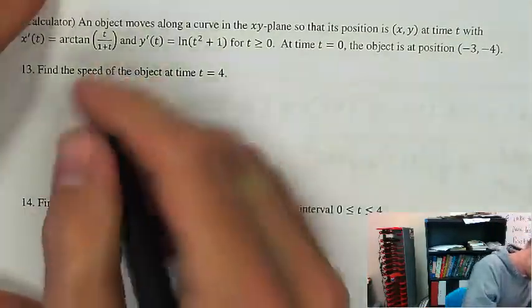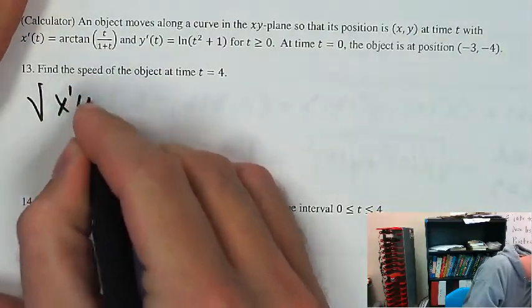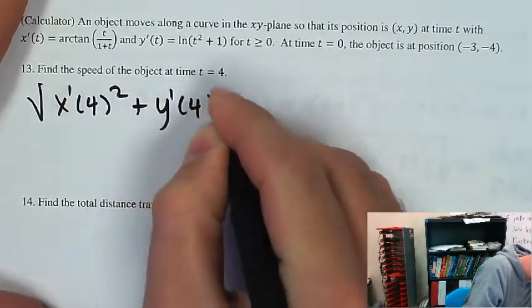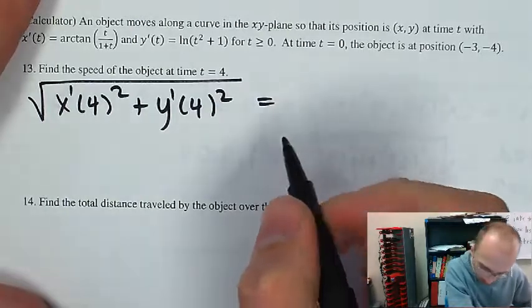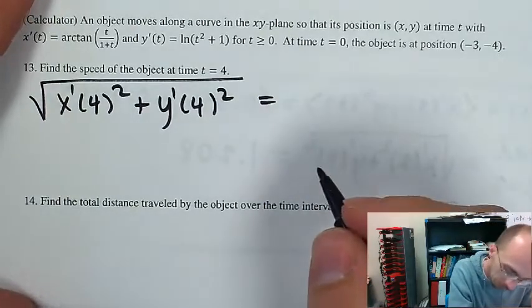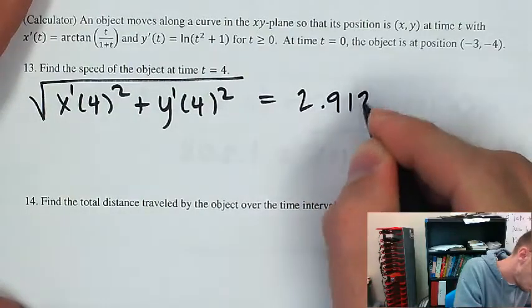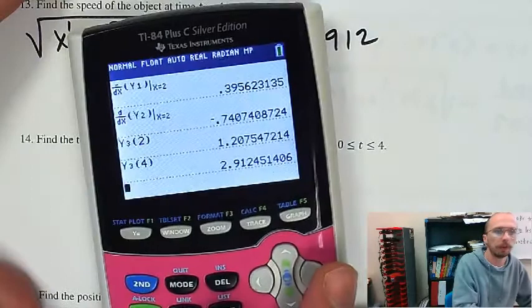We're going to need to show the work that leads to our answer. So we're going to say speed is the square root of x prime of 4 squared plus y prime of 4 squared. That's all you got to show. I don't have to write a dissertation on it. We just got to show a little bit of evidence. So it's 2.912. Okay. Find the total distance traveled by the object over the time interval 0 to 4.